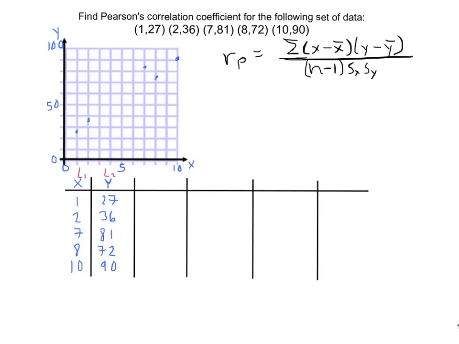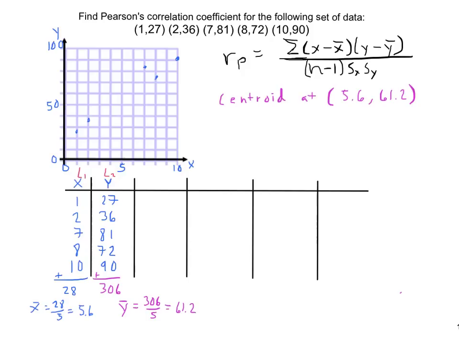One of the things that we're going to need is this x bar. That is the mean of the x's. So here are my x's. I need to add them up and divide by how many there are. Okay, and I have to do the same thing for the y's. And this point, 5.6, 61.2, is the centroid, the center of mass.